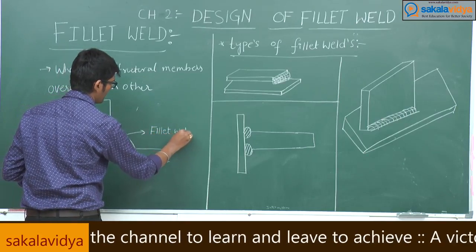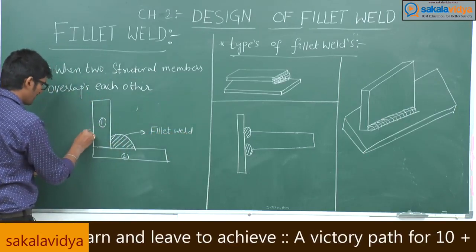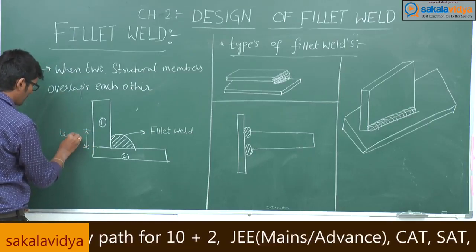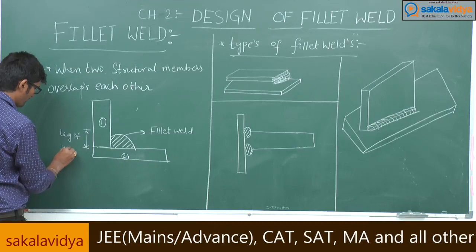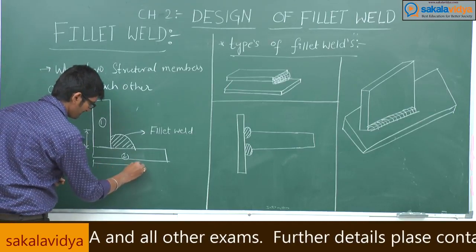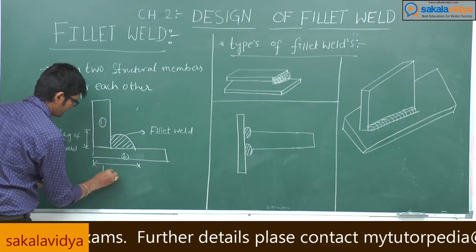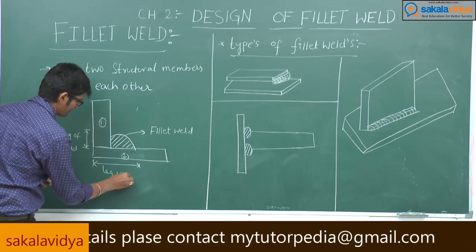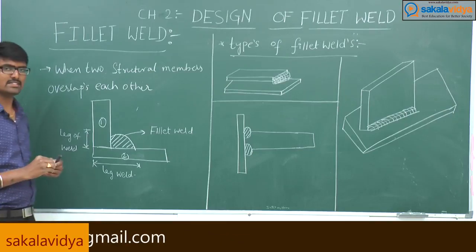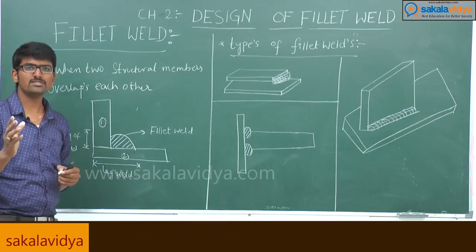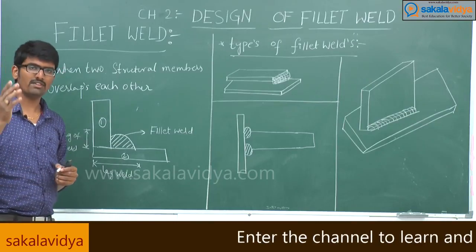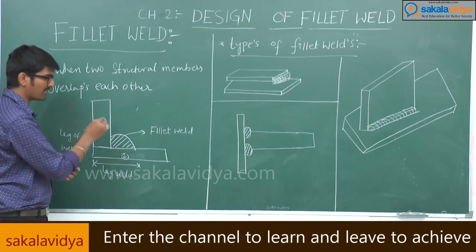This section is called the leg of the weld, and this section is also called the leg of the weld. So, what is a fillet weld? Fillet weld is nothing but when the two structural elements or members overlap each other, leading to the formation of fillet welds. This is the example of fillet welds.